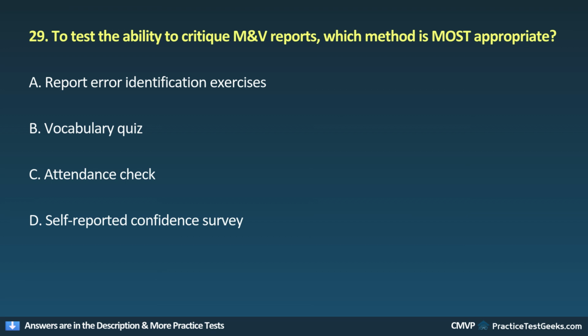29. To test the ability to critique M&V reports, which method is most appropriate? A. Report error identification exercises. B. Vocabulary quiz. C. Attendance check. D. Self-reported confidence survey.